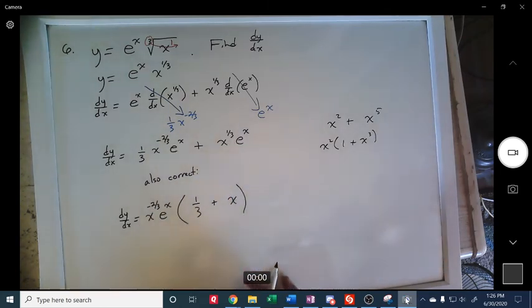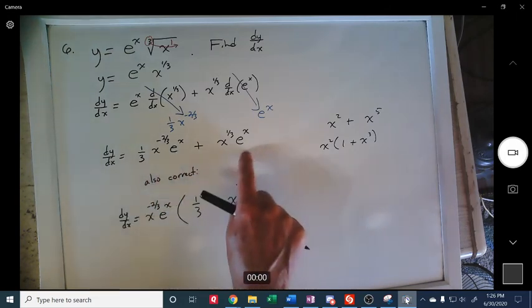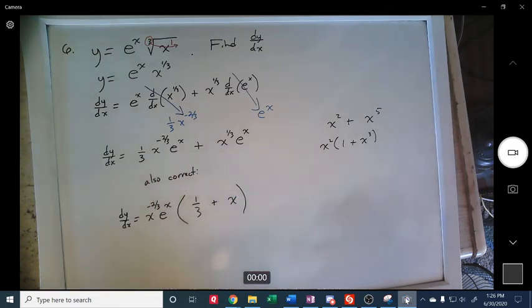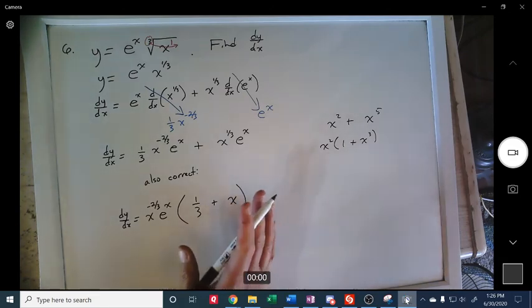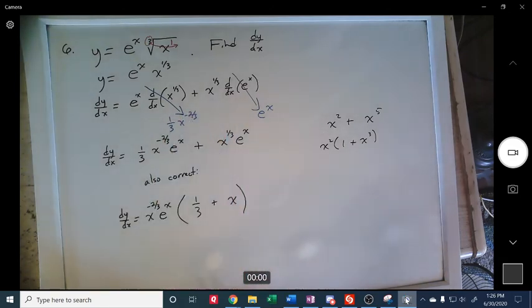So it could look like this. You might see the answer like this in a textbook instead of like this for a final answer. But it means the same thing, and I'll accept either one. You know, it's factored out form or written like this. Doesn't really matter to me.